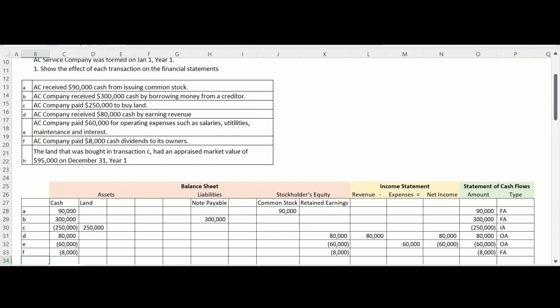Right, for the last one, the land that was bought in transaction C had an appraised market value of $95,000 at the end of the year. Should we do anything for this last one? The answer is no, because of the historical cost principle, which we talked about in chapter 1. That says that assets must be recorded on the books at the cost paid, and this land was bought at $250,000. So even though there was a change in market value, we do not change the cost of the land on our accounting books.